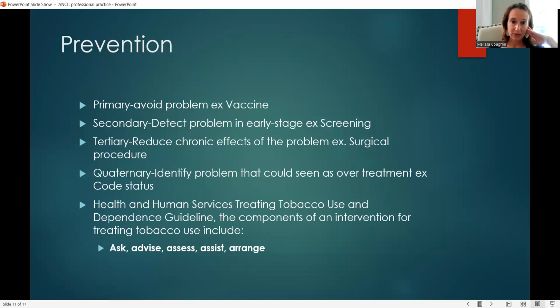The Health and Human Services Treating Tobacco Use and Dependence Guidelines have components for intervention for treating tobacco use, and those are ask, advise, assess, assist, and arrange. So this is something that came directly from a quiz as well. Ask, advise, assess, assist, arrange.